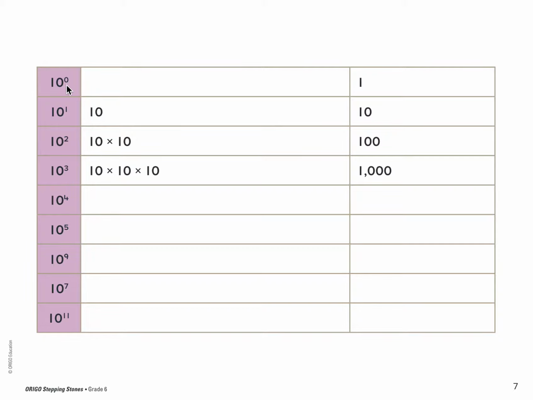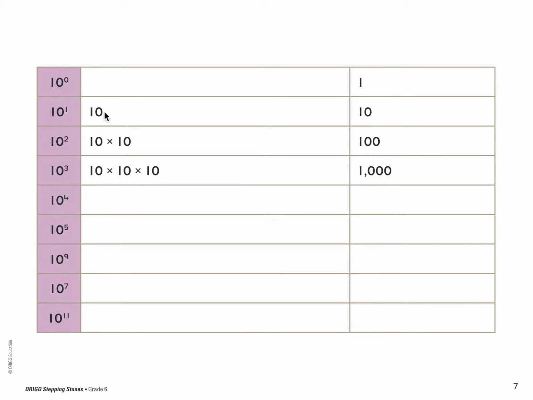So 10 to the 0 power, 10 to the first power, 10 to the second power, 10 to the third power, 10 to the fourth power, 10 to the fifth power, and then we jump to 10 to the ninth power, 10 to the seventh power, and 10 to the 11th. One thing that I think is a little peculiar is that they would put 5, 9, 7 instead of 5, 7, 9.